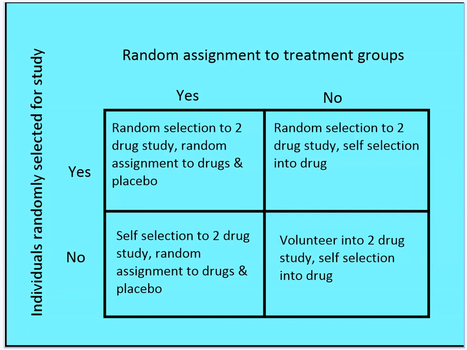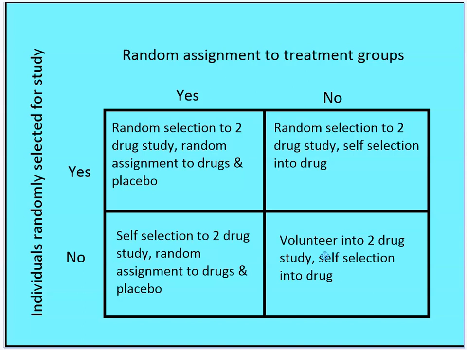If we have some random selection for a study and then not random assignment to treatment groups, it might look like a random pull from the population. But then once they're into the study itself, then people self-select into the drug of their choice. Or we could have self-selection for the study itself, and then a random assignment to the specific drug. Or the fourth option is we have self-selection for a 2-drug study and then self-selection into whatever drug that the people in the study want to take.